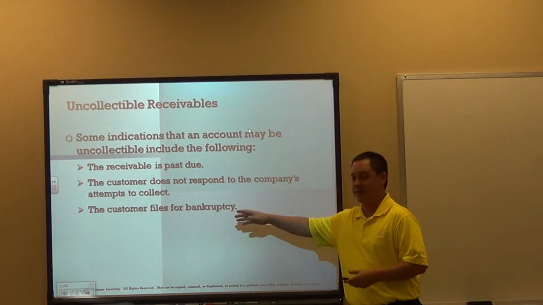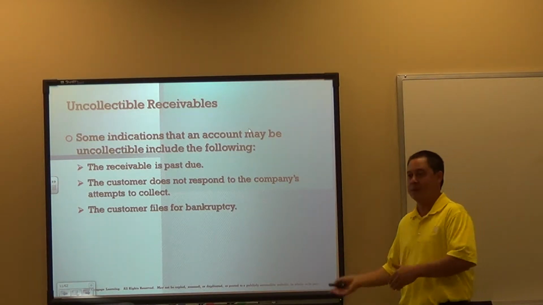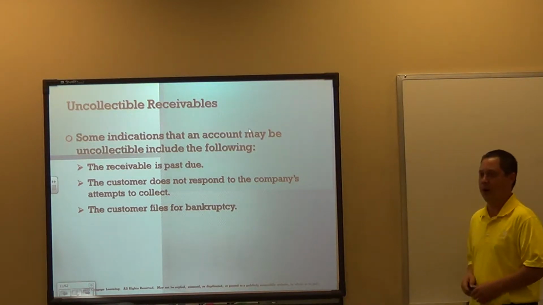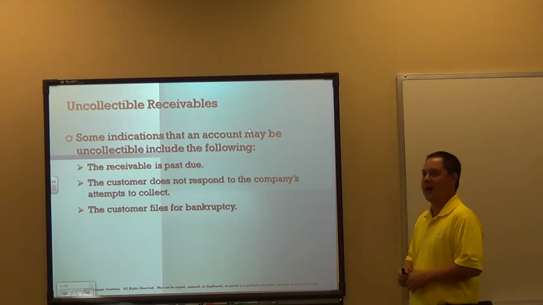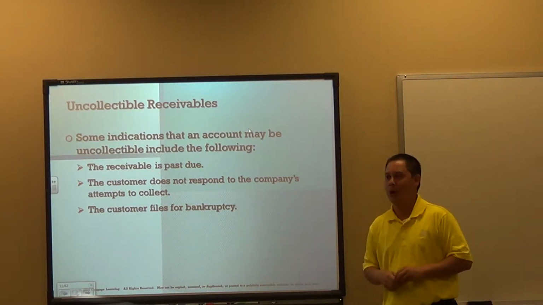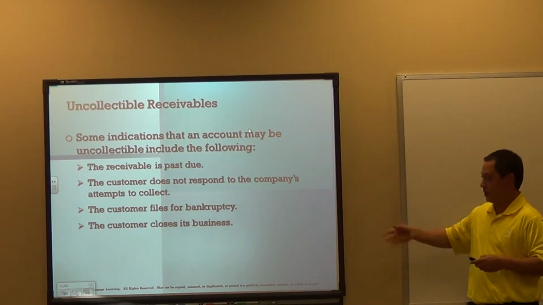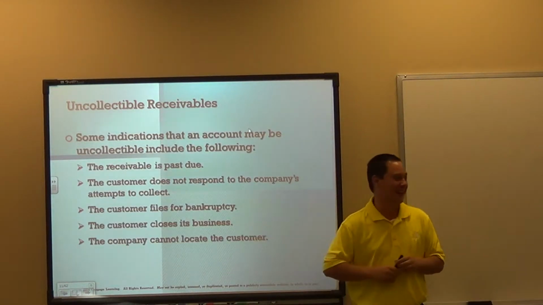The customer files bankruptcy, then you're out of luck. You may get a small portion of it depending on that company, how much they have in assets. But let me just tell you, it's really, really low on that total pool. And we'll talk about that if you're continuing on to other accounting classes, on who's in the priority on those bankruptcies. The customer closes its business, obviously, so that's part of it too. And the company can't locate the customer. They disappear.